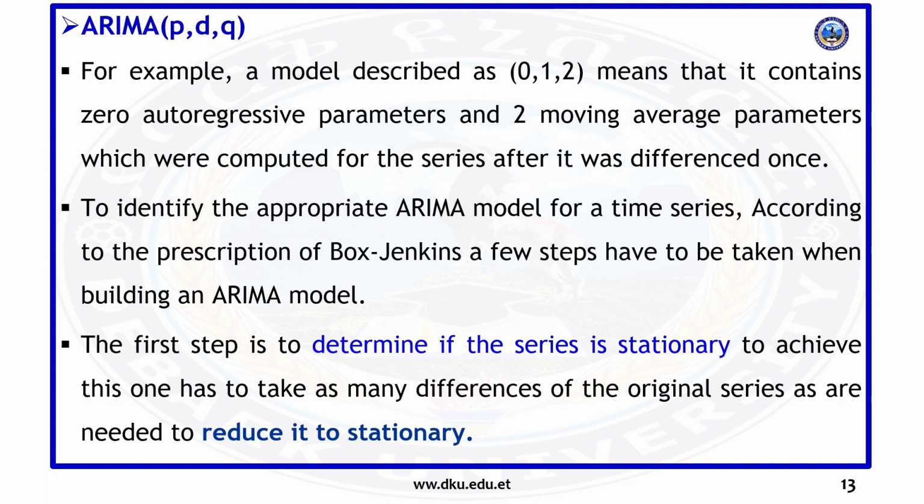To identify the appropriate ARIMA model for a time series, the Box-Jenkins methodology recommends a structured approach. The first step is to determine if the series is stationary. If it is not stationary, we take as many differences as needed to transform the original series into a stationary one. This ensures that the model can reliably capture patterns and provide accurate forecasts.